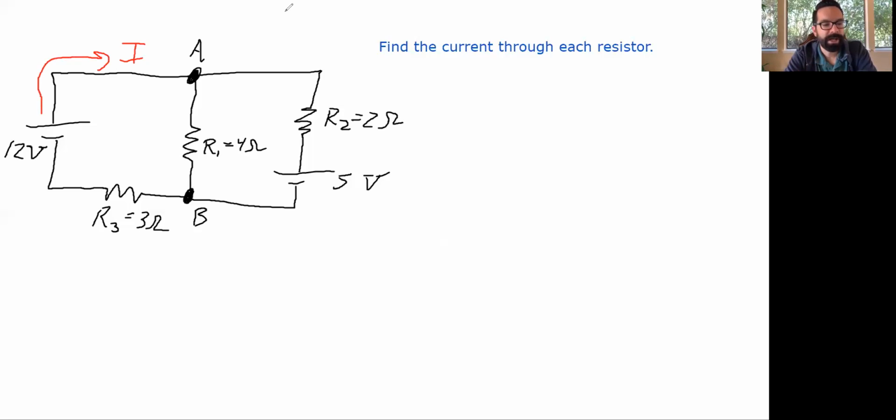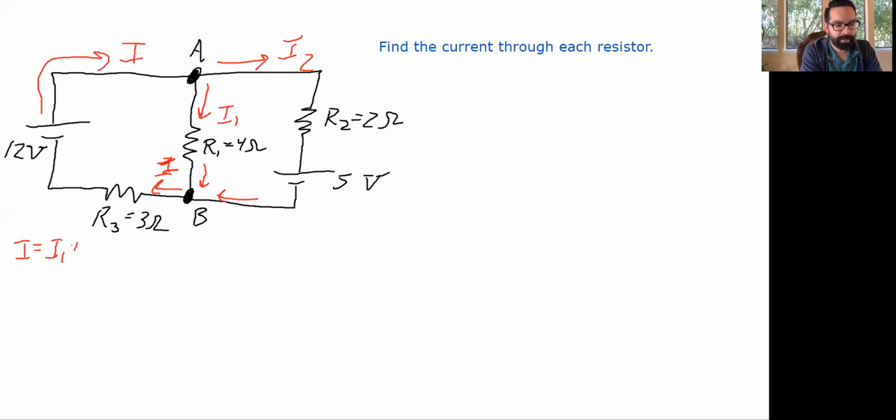Okay, so you could always self-correct as you do your calculations or after you do your calculations. So I have I going to point A. Then after point A going to the right, I'm gonna call this I1. And going down, I'll call this one over here I2, because it's going to resistor 2. So these 2 currents go back to the junction and then come out of junction B, and it becomes I again. And I know because of the junction rule, let's focus on junction A, whatever goes in equals what goes out. So I know that I equals I1 plus I2.